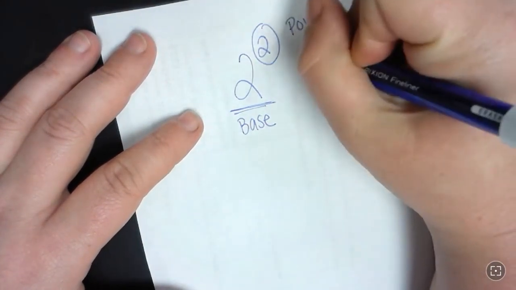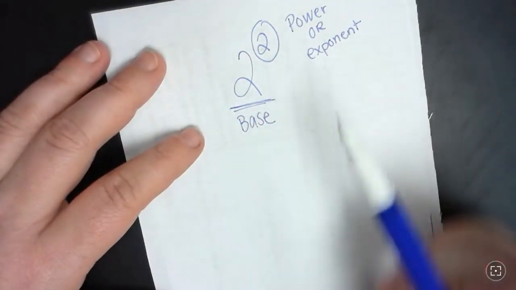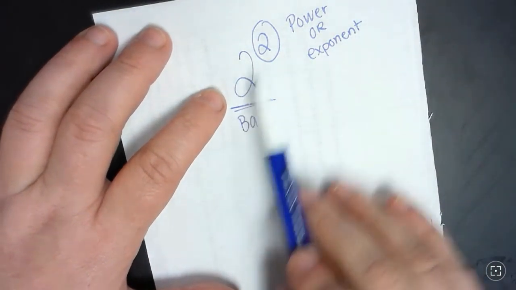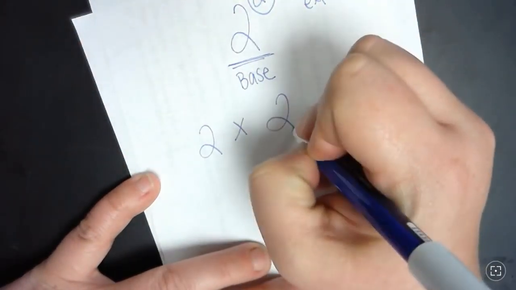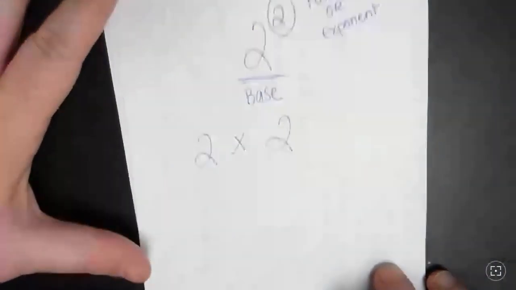Or we also call it the exponent. This particular expression means that you have 2 multiplied by itself this many times. So in this case, we have 2 times 2. I'm pretty confident that you guys know that because we spent a lot of time talking about squares and square roots and cubes and cube roots.